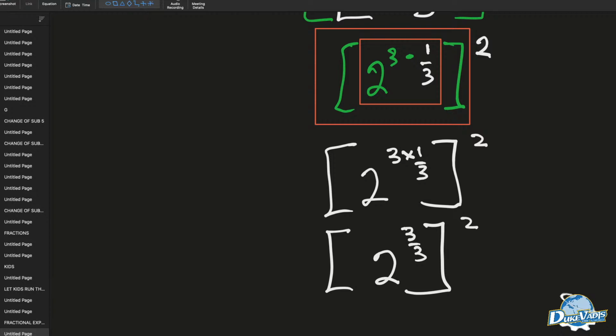Friends, look at it. It's becoming so easy now. Why? Because we have broken the equation down. If you look at it very carefully, we have. Because now we multiply 3. You see, we multiply this 3 by 1/3.